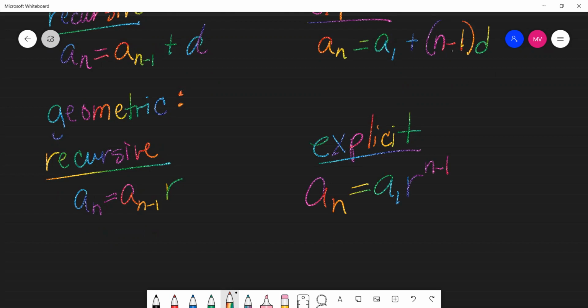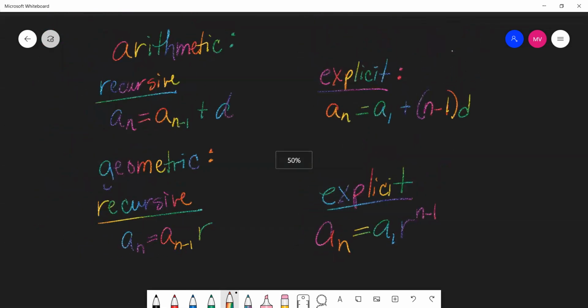So if you're calculating the term at position 50 and n equals 50, that means that n equals 50 right here too. Don't forget that. That's going to be really, really important. That n is always the same. All right, that is it. That is everything that you need.